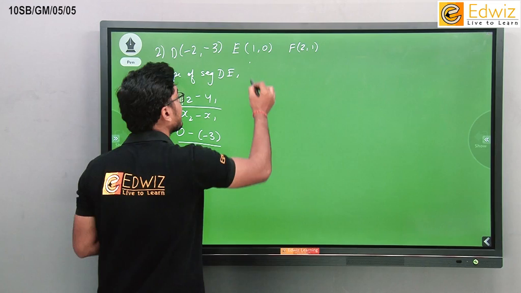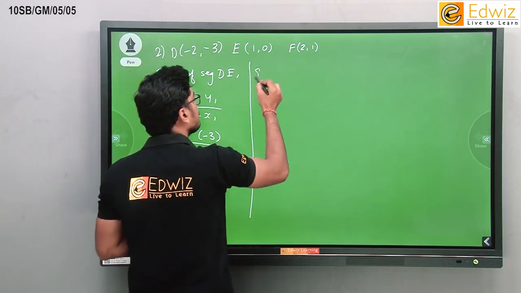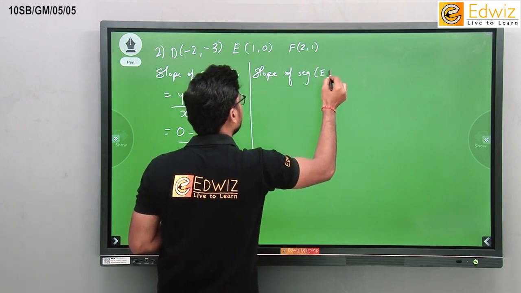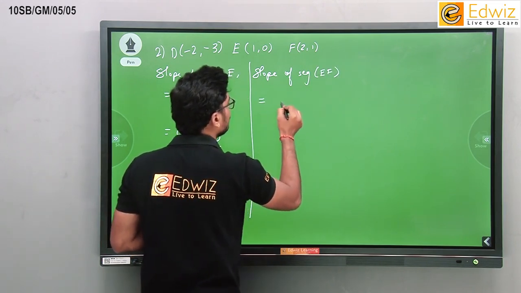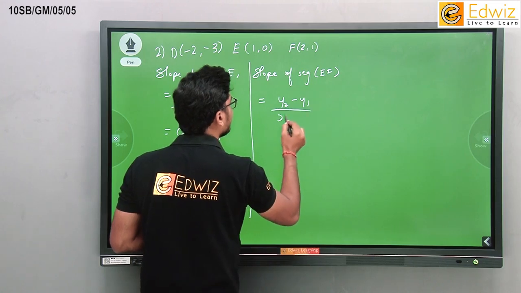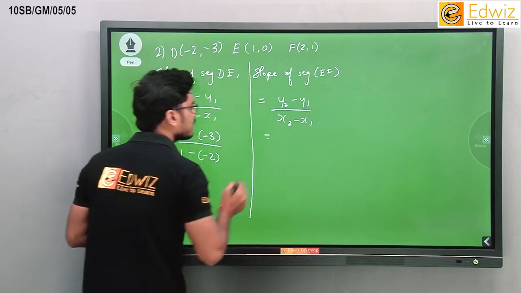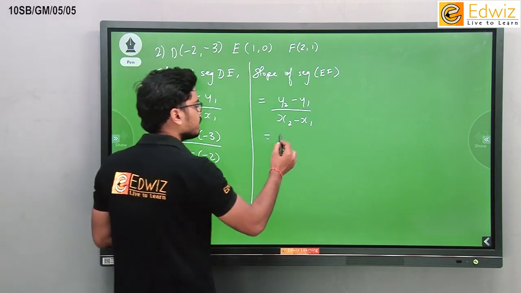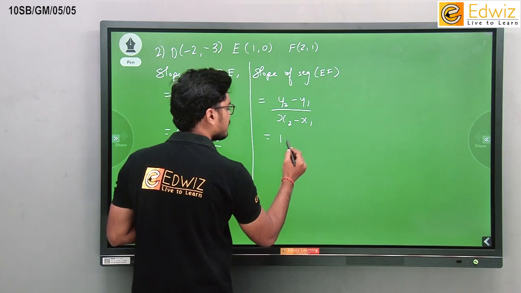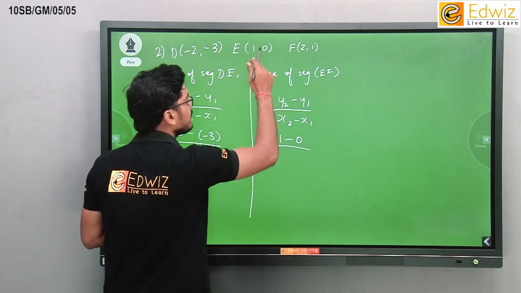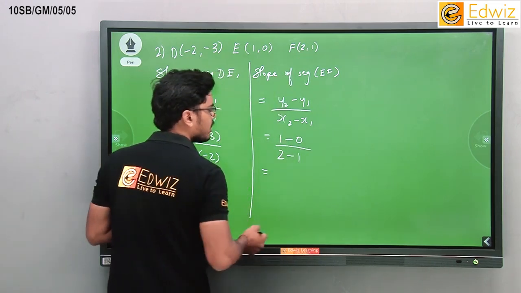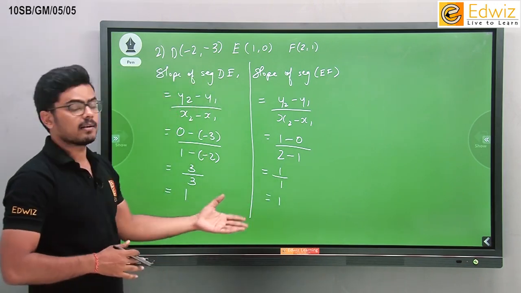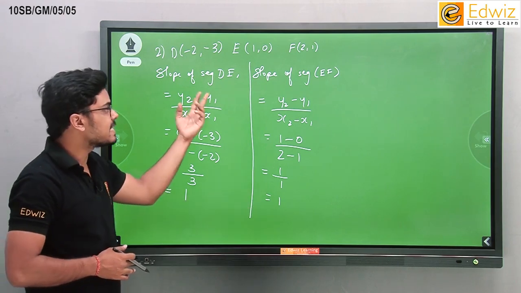Now let us check for segment EF. Slope of segment EF will still be equal to y2 minus y1 divided by x2 minus x1. Correct? So let us substitute the values. y2 minus y1, 1 minus 0, and x2 minus x1, 2 minus 1. So we are still getting 1 upon 1, that is 1. So the slope here is same for DE and EF.